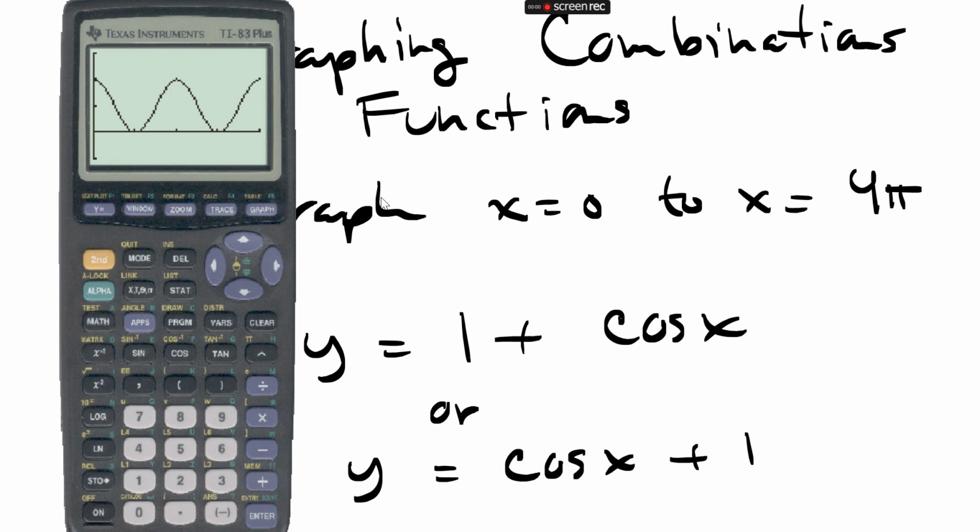Okay, if you got that one, great. If you didn't, help the person next to you. You just kind of check, make sure they're in radian mode. Make sure they put in the y value correctly. And make sure their window is correct right over here.